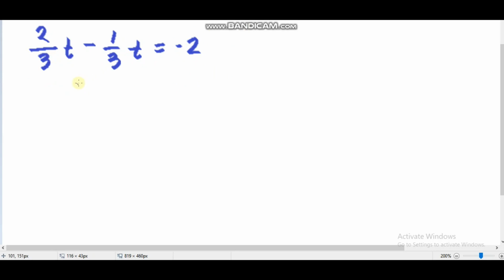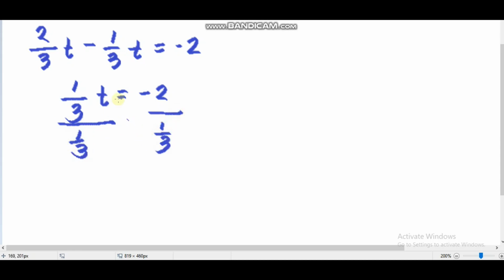So, let's try to solve the value of t. We can now combine this one. Both have the same variable, so we can combine them directly. And it so happens the fractions are similar, so we can directly subtract the numerators. So, 2 minus 1, that is 1. You just copy the denominator, 1/3 t equals negative 2. Most of the time, we simply divide by 1/3 so that we will arrive with t. So, 1/3 divided by 1/3, it's 1. 1 times t, that is t.